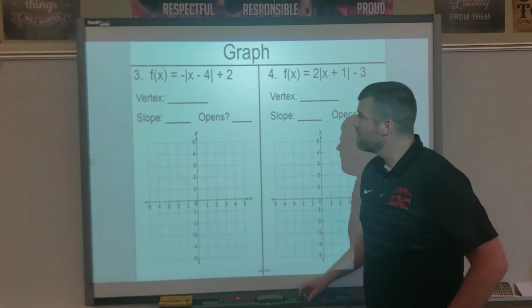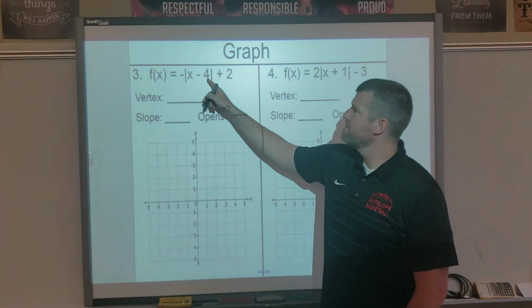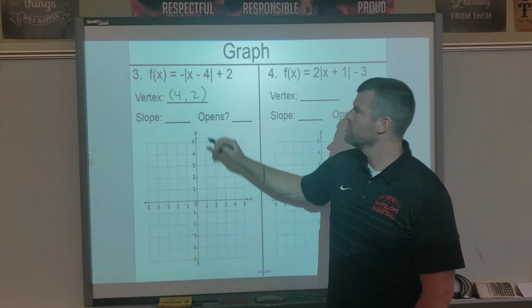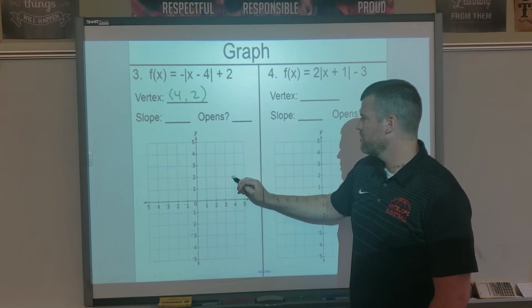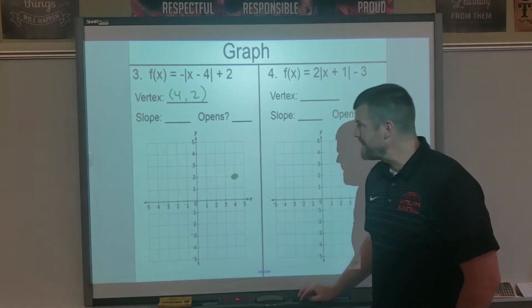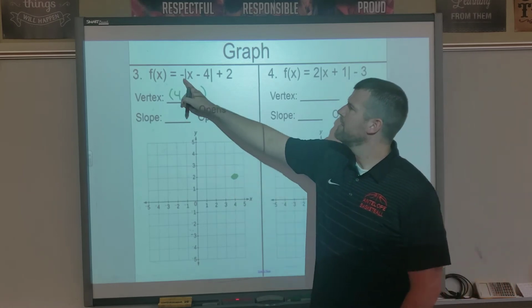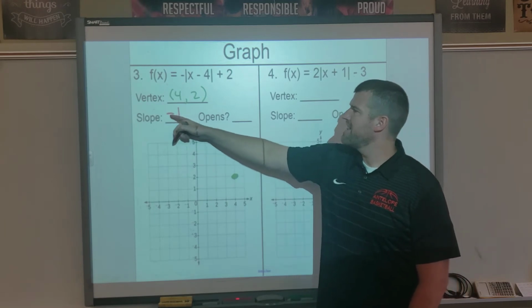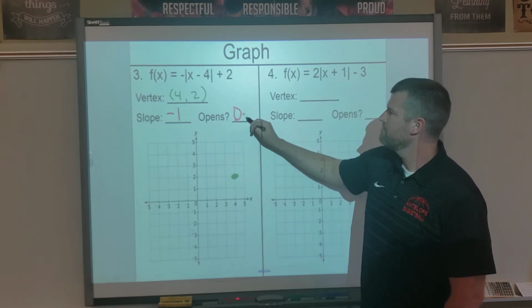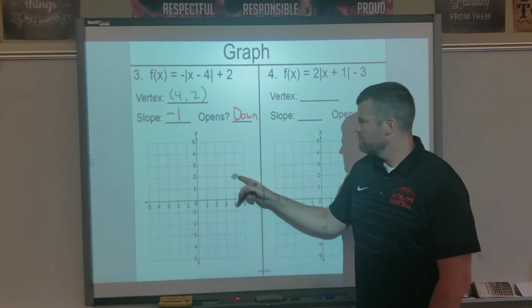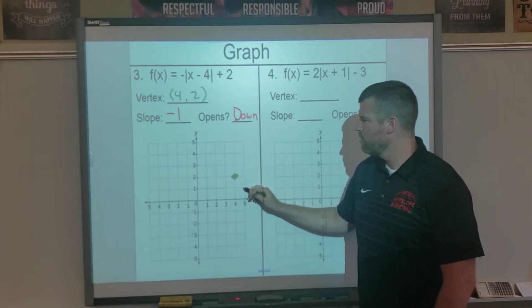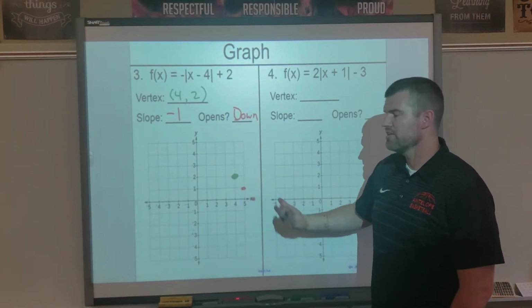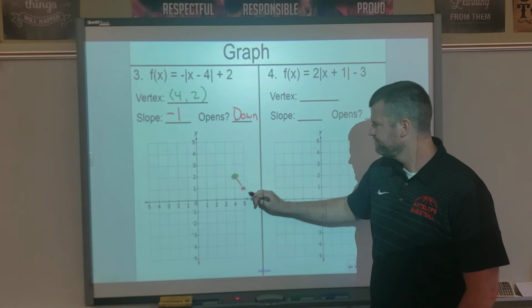Okay, our vertex, opposite of negative 4, so positive 4, and then the y value at the end, 2. I'm going to put (4, 2) on the graph. That's our critical point. Our slope is going to be negative, so negative 1. And because it's negative, we know the graph will open down. So I'm going to go to my point, and I'm going to count down 1 over 1 because it's a negative slope. I could go down 1 over 1 again, right? And I can put as many points as my graph will allow.